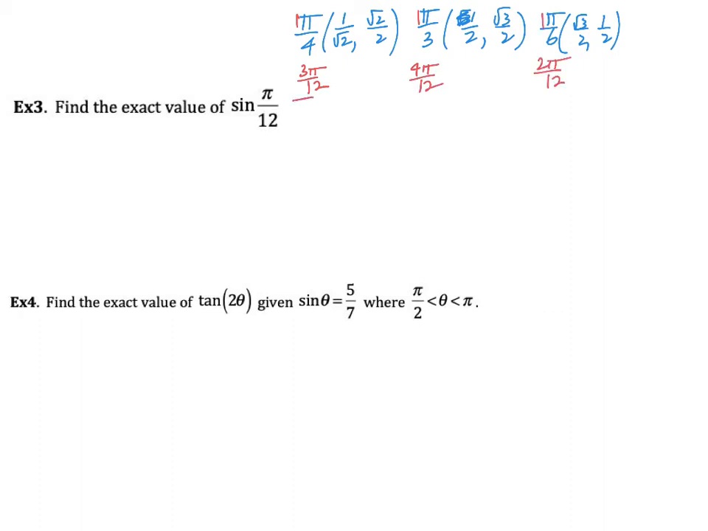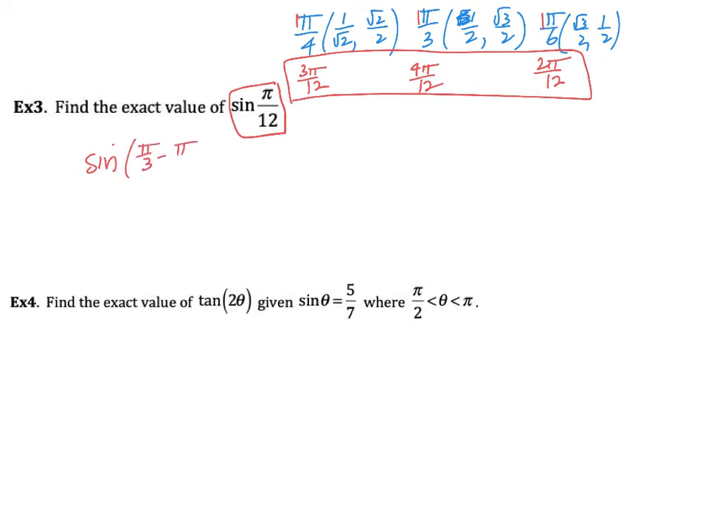Now look, we can use a combination of 2 of these 3 angles to add or subtract to get pi over 12. And we have options. Just because I do one option doesn't mean you have to do what I do. You could do something else. So we can either do sine of 4/12 minus 3/12, so pi over 3 minus pi over 4. Or I could take 3/12 minus 2/12, so pi over 4 minus pi over 6.